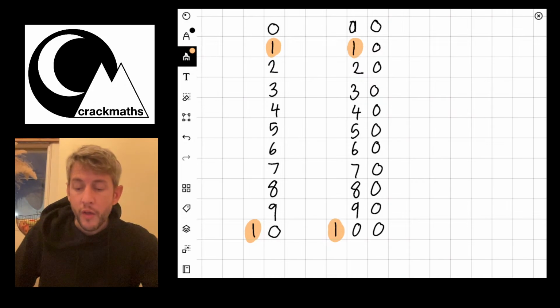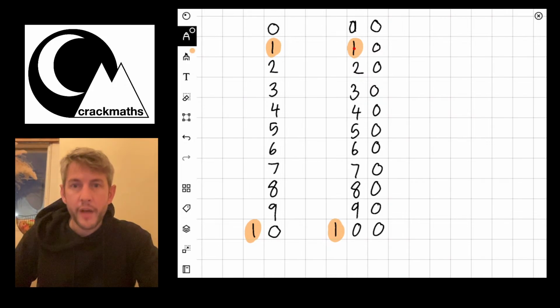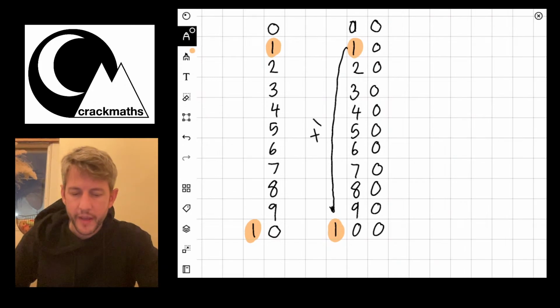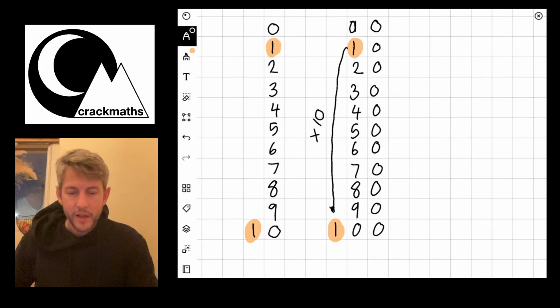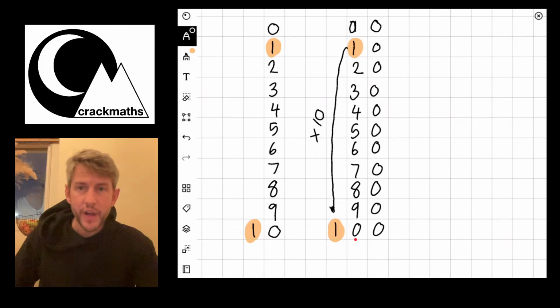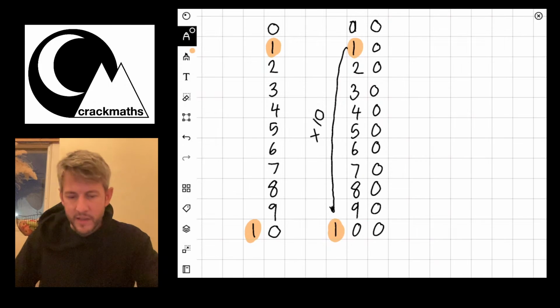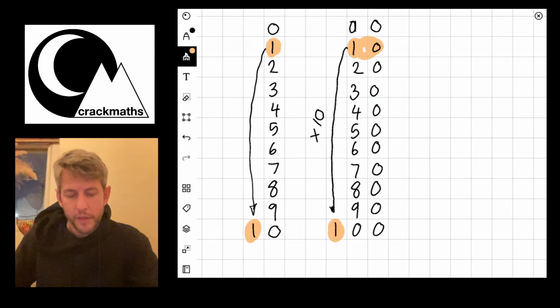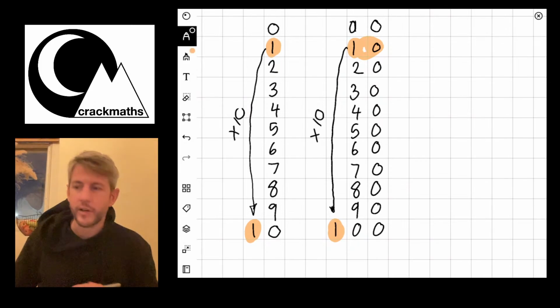Now, the way that we get from a number in this column to a number in this column, from here to here, is we're multiplying by 10. Because what you can see is this is 10 lots of a number in this column, okay? So this 10 is made up of 10 lots of this 1. I should have highlighted this whole thing here. This one is made up of 10 lots of this column here, times 10 times 10, okay?